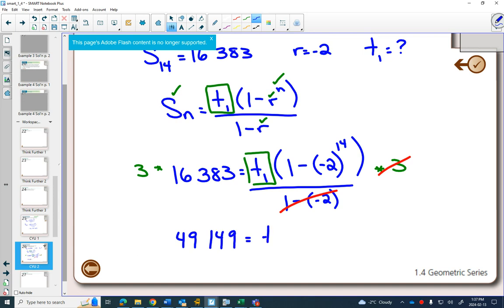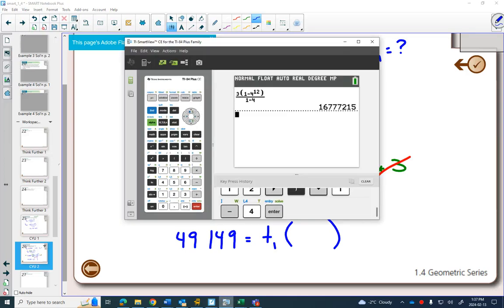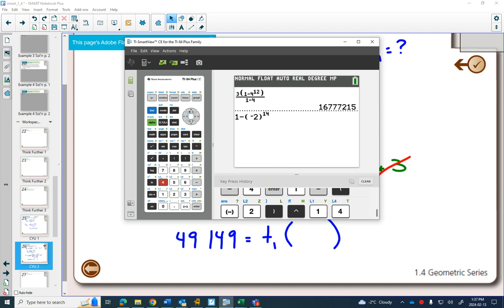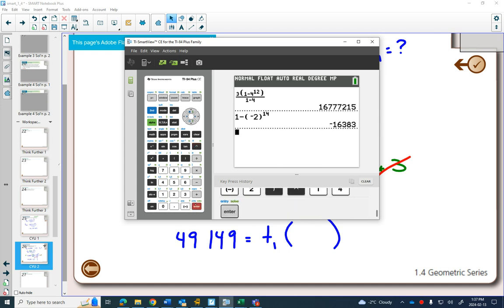49,149 is equal to term 1 multiplied by, and this part inside, I can do that all together on my calculator. I can go 1 minus, oops, not if I do that. There we go. 1 minus bracket -2 to the exponent of 14. I get -16,383. So notice how I type the whole thing into my calculator all at once.